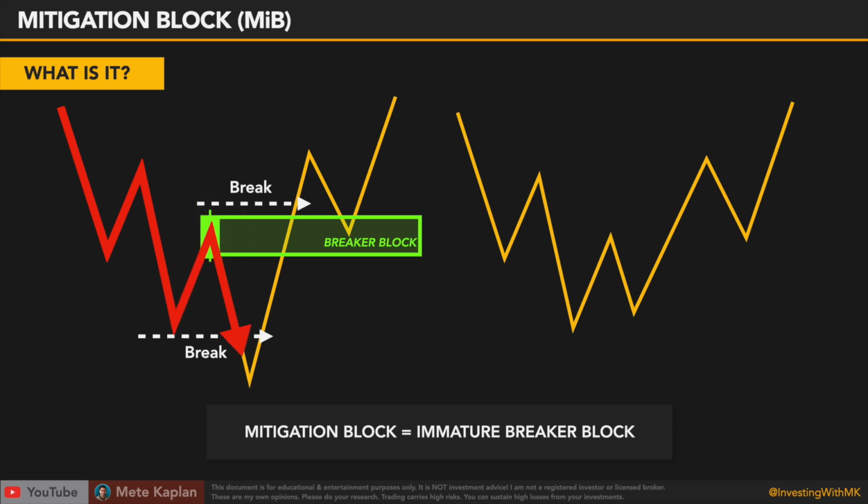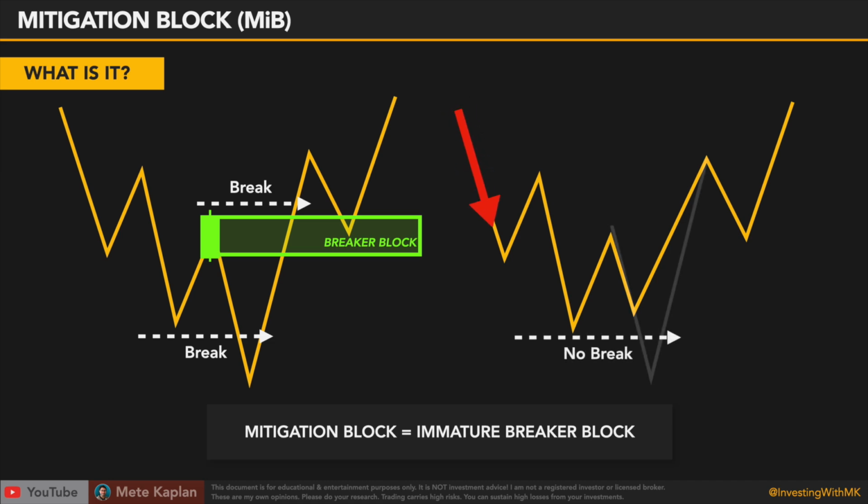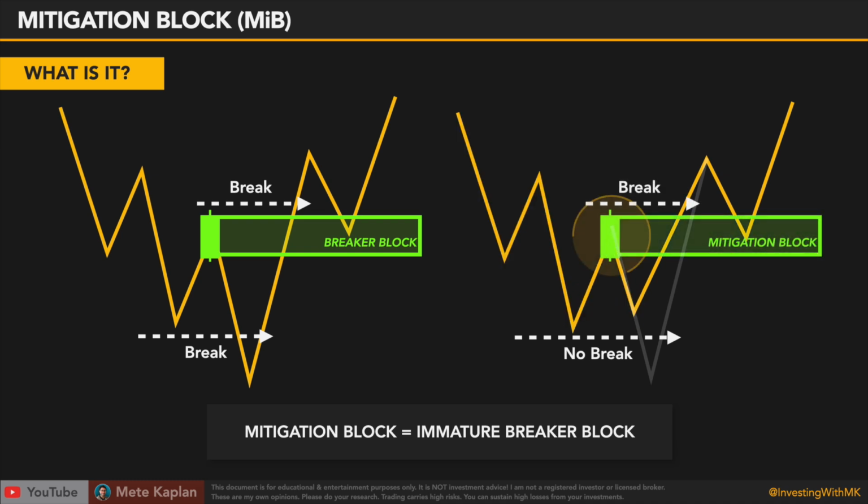On the right, what happens is the price cannot make a new break, a new lower low. Instead, it makes an internal swing. So the same candlestick, the breaker block now, becomes a mitigation block. Let's see an example to understand the chart.